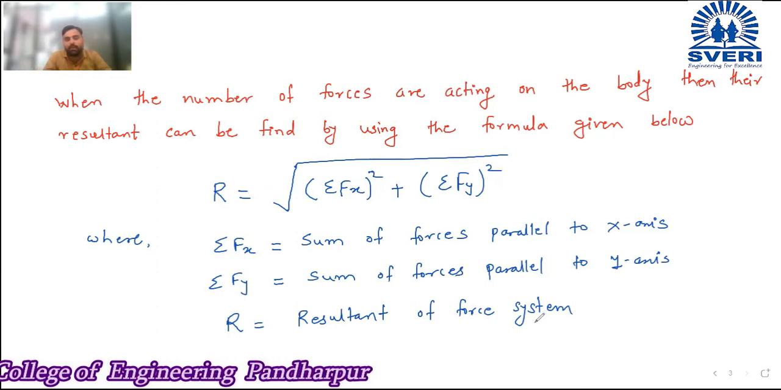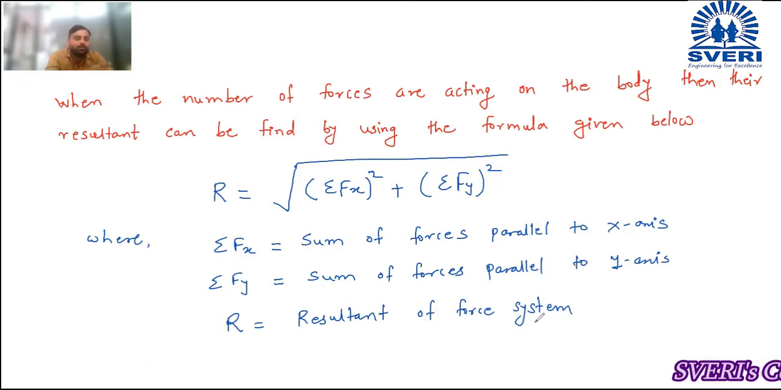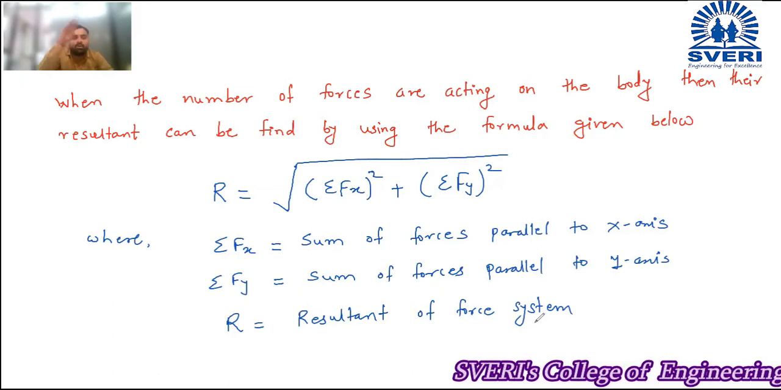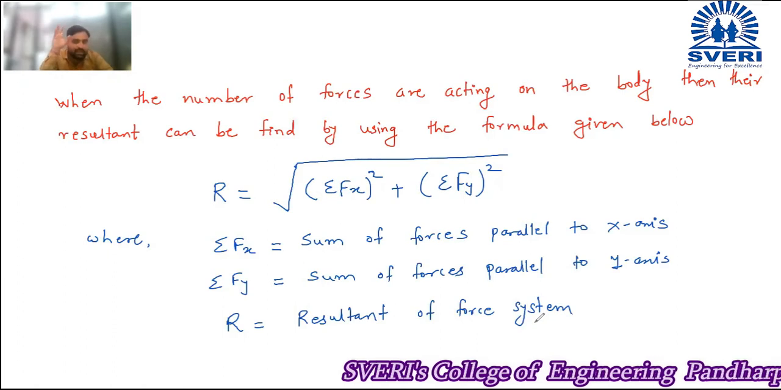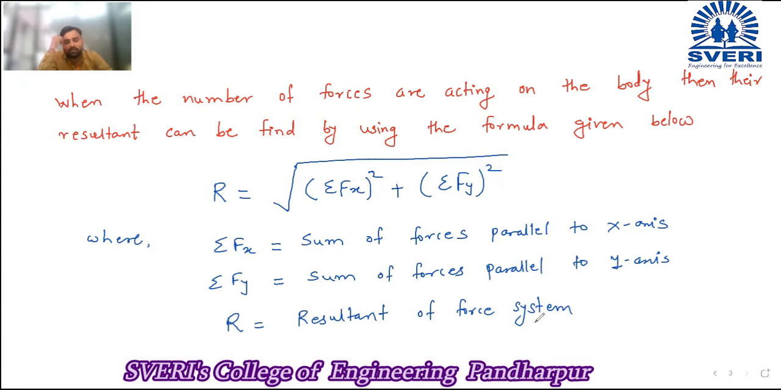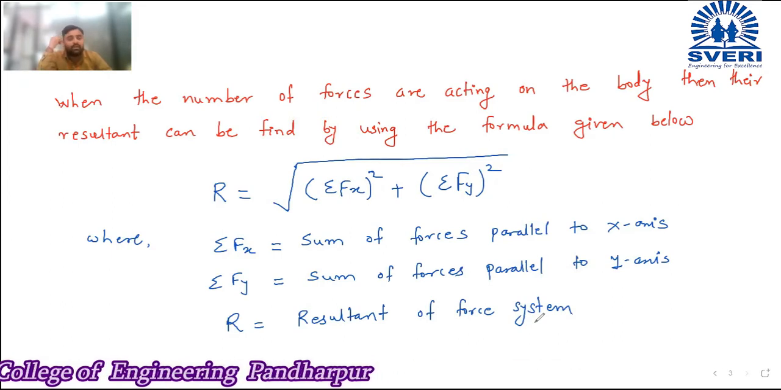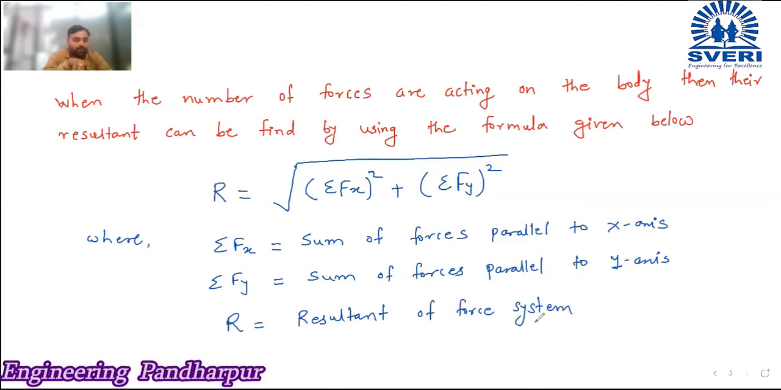In summation Fx, you should consider all the horizontal forces, that is, parallel to the x-axis, and take the sum of all those forces. Summation Fy means you should consider all the vertical forces which are parallel to the y-axis. We take these two quantities to calculate the resultant R. This is the formula to calculate the resultant R.